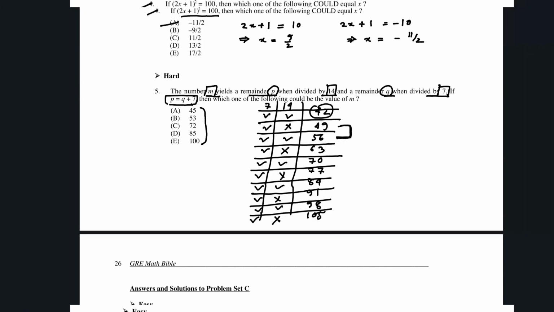So this sort of situation can occur in the range from 49 to 56, from 63 to 70, from 77 to 84, and within 91 to 98. And if we check all the values from our options over here, we know that 53 falls within this range. 72 doesn't fall within the range. 85 doesn't fall. 100 doesn't fall. So the only possible answer out of these 5 options could be 53. So the answer for 5 would be B, or 53.